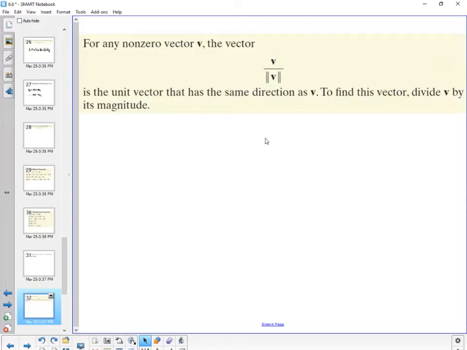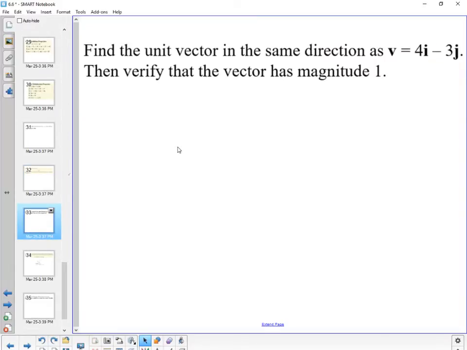It turns it into a unit vector. I'm so short with it. Huh? Okay, ready to try? I'm at the front. You try. Find the unit vector in the same direction as the vector 4i minus 3j, then verify that its magnitude is 1.